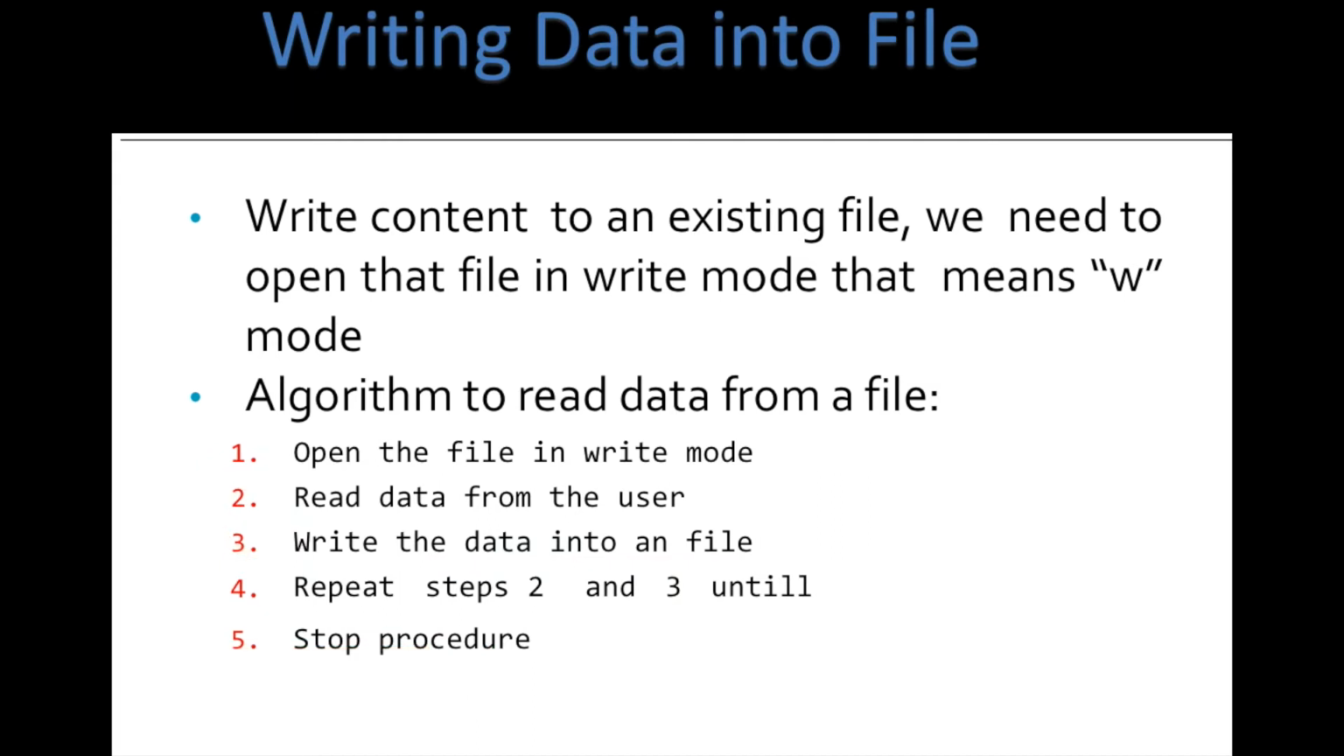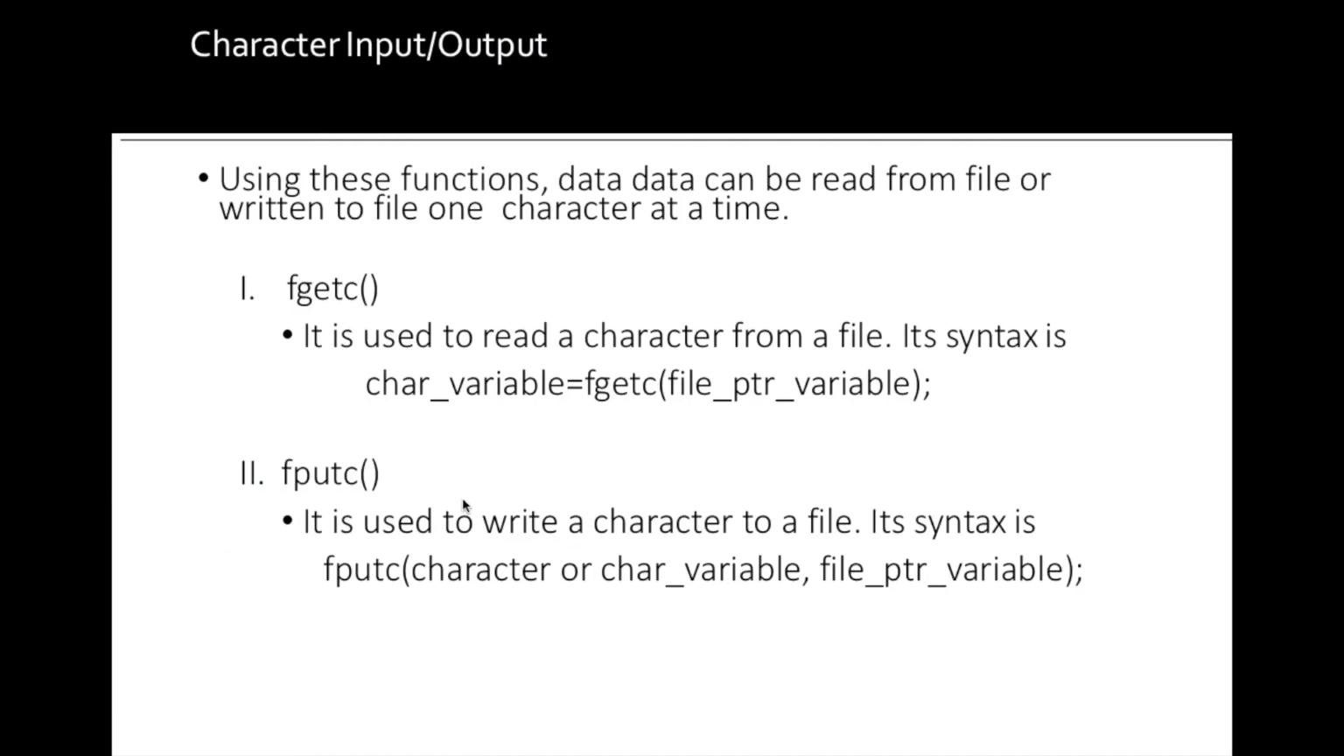Now in order to do read and write, there are various functions available. First we are going to learn fgetc and fputc, which are used to read and write one character into a file at a time. So fgetc is used to read a character from a file, and the syntax is the fgetc function, which takes a file pointer. The file pointer points to some file, so it will read one character from the file and it will be stored in a character variable.